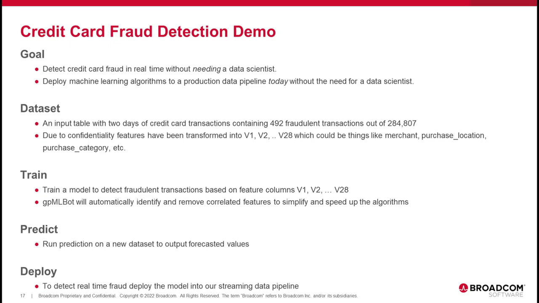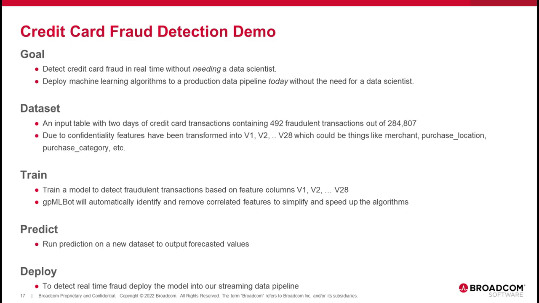And it's going to save that best algorithm as a trained model for us to use later on. Part of this training process is that gpMLBot will identify and remove correlated features automatically to speed up algorithms. So for example, if V1 and V2 are correlated with one another, we can eliminate one of those to simplify. It's going to do that under the hood, and we'll show you that.